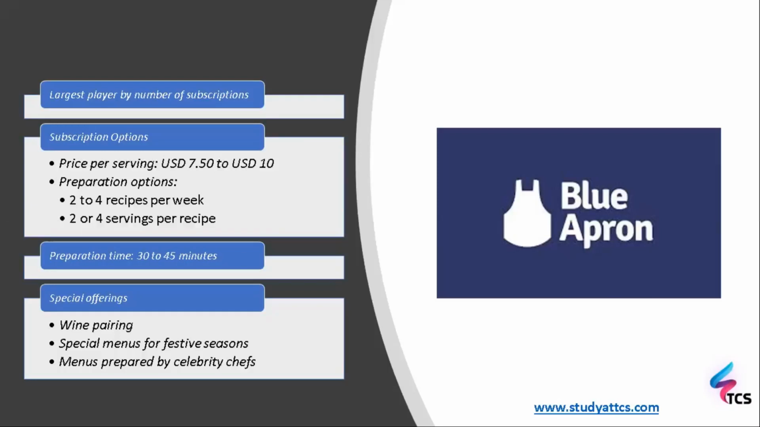And special offerings: I said these companies, in order to stand out or to increase their competitive edge, offer various add-ons. The special offerings provided by Blue Apron are wine pairing, special menus for festive seasons, especially the Christmas season, and menus prepared by celebrity chefs. So that's what Blue Apron is into.